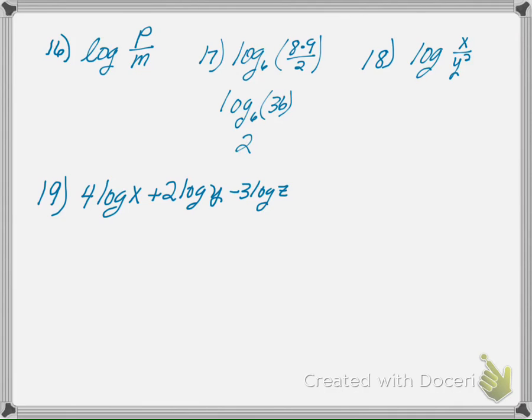And you are totally allowed to do this, maybe to save a little bit of paper. You can cross out the 4 and make it become the exponent. Cross out the 2, make it become the exponent. Do the same thing here with the 3. That might save another line of writing. Write the word log one time. We're going to multiply x to the 4th and y to the 2nd, and divide z to the 3rd.